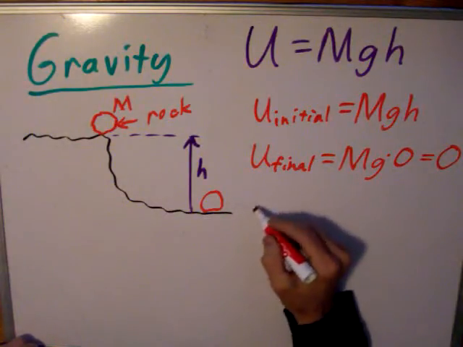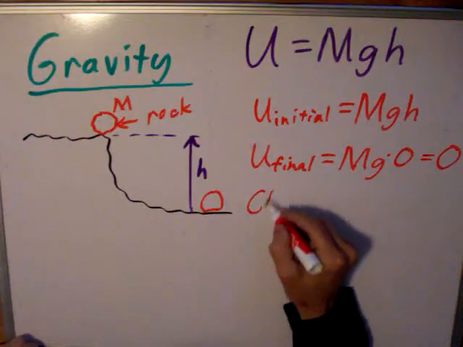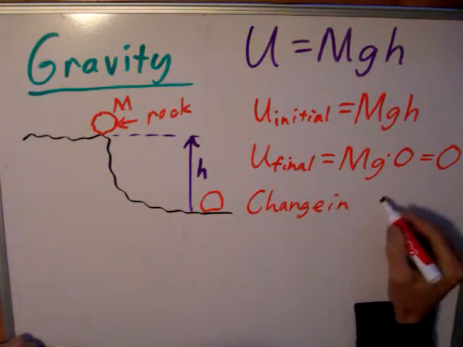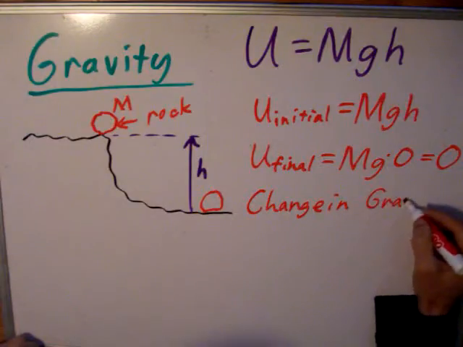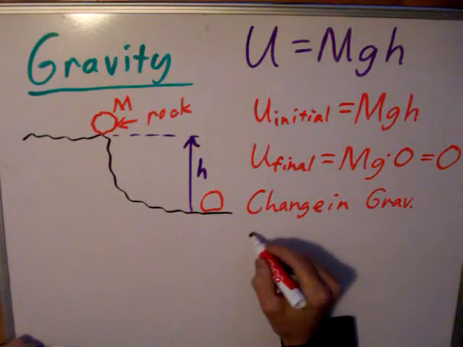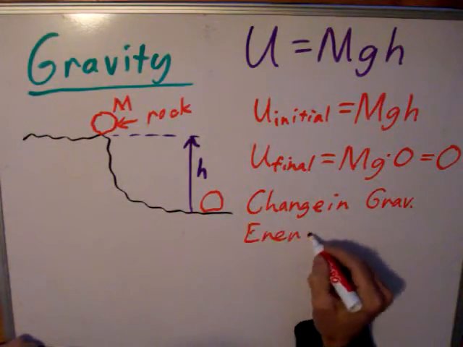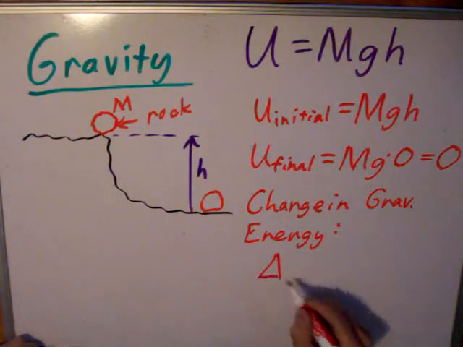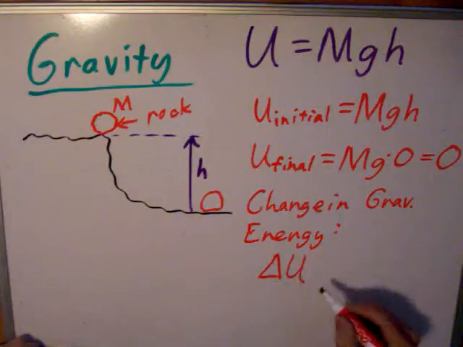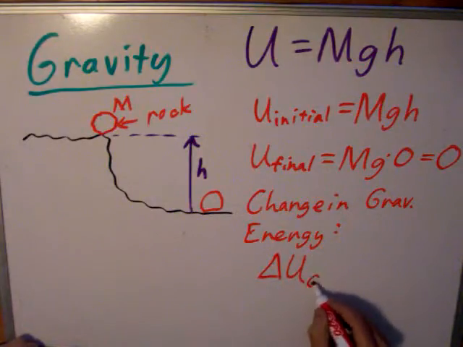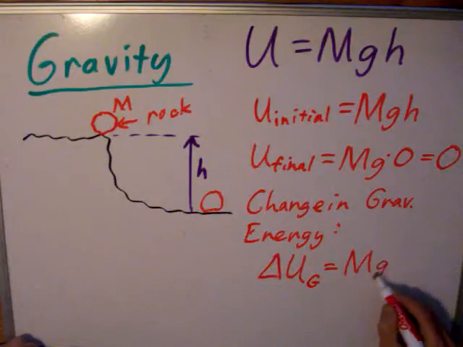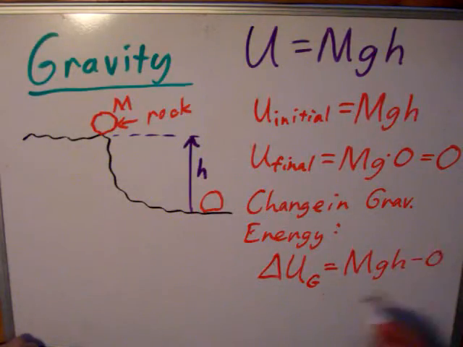So then I could say that the change in gravitational energy, delta U_G, will be just mgh minus 0, which equals mgh.